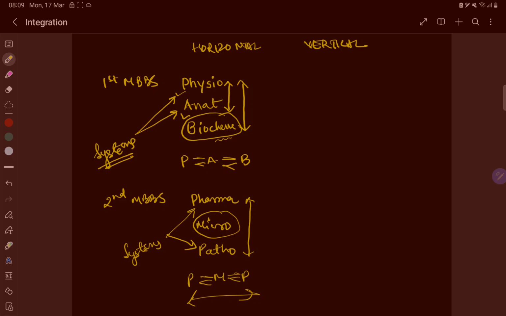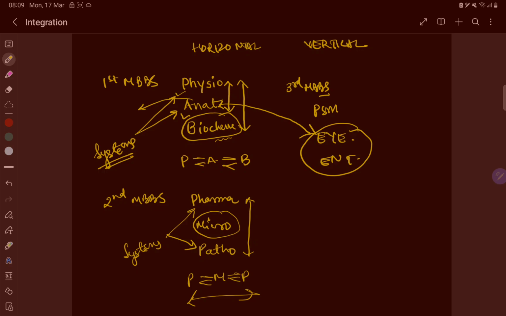Now, for example, in the third MBBS there is PSM, eye, and ENT. Anatomy is directly connected to eye and ENT. Anatomy is very, very important. In the second year I can't say there is a direct role, but from patho there is histopathological examination, and in anatomy there is histology.